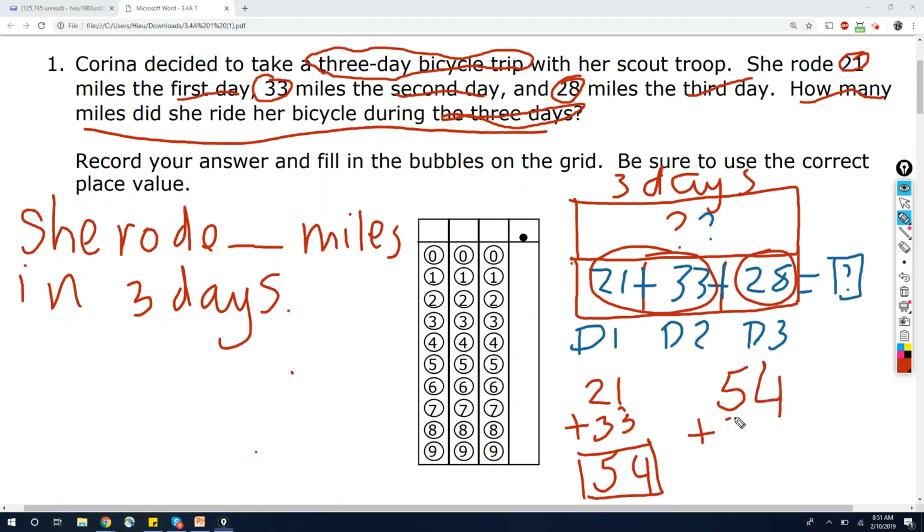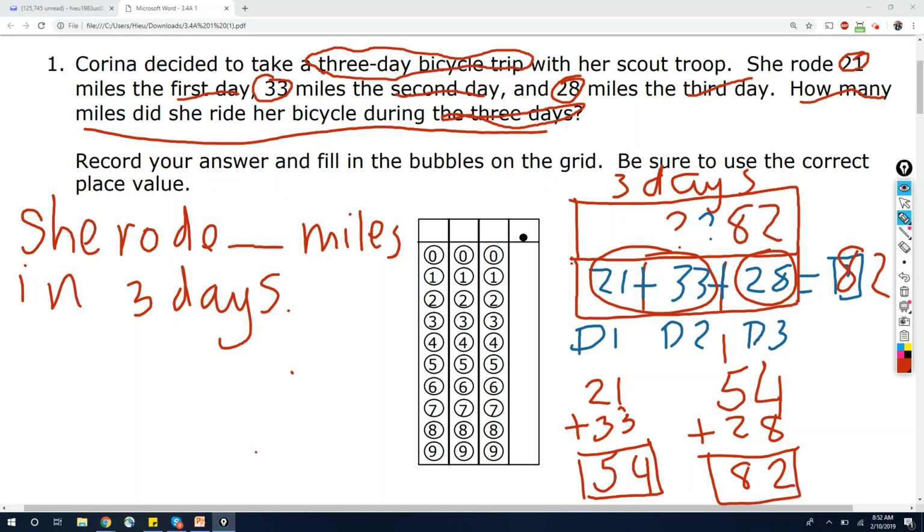54 plus 28. Okay, I know 8 is greater than 4. I'm going to grab number 8, count on 4. 8, 9, 10, 11, 12. The answer is 12. Grouping 1. 1 plus 5 equals 6. 6 plus 2 equals 8. So this will be 82. And then you're going to write 82 in here.